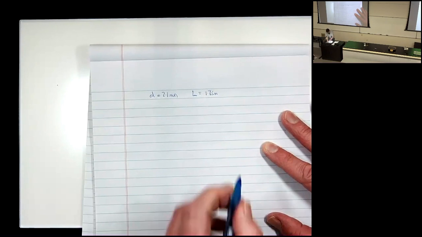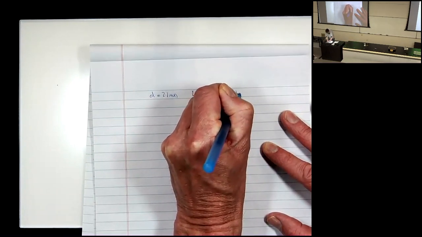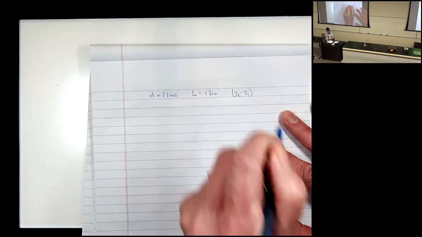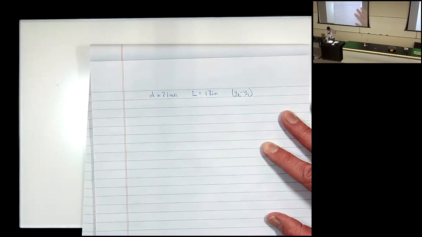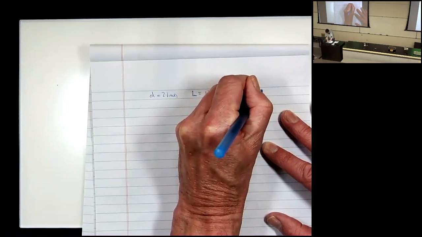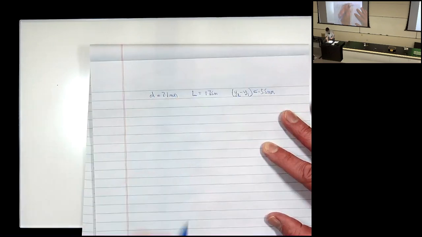We were told that the separation between the first and the second order bright spots was 0.5 millimeter. It was actually 0.55 millimeters. So these are the three things that we were told. And we could imagine when we did the experiment that we actually measured these things if we liked.